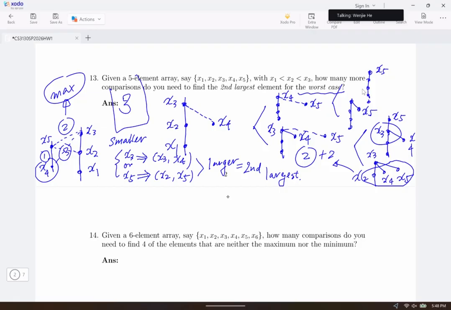But another important step is the first comparison should be between x4 and x5. If you do the first comparison with one of the elements in this three-element ordered chain, then you can see you will need one more comparison.